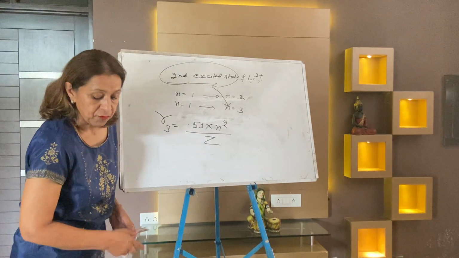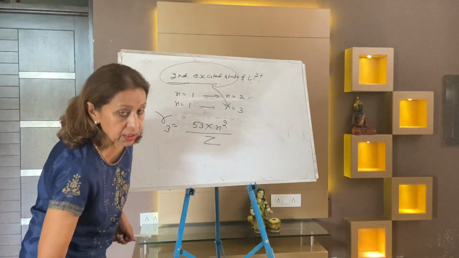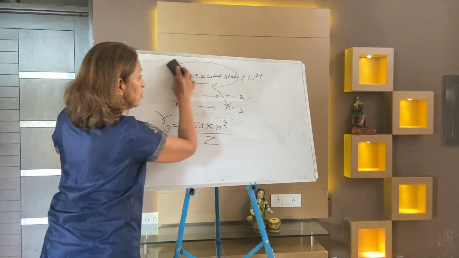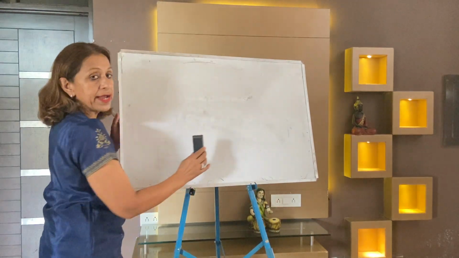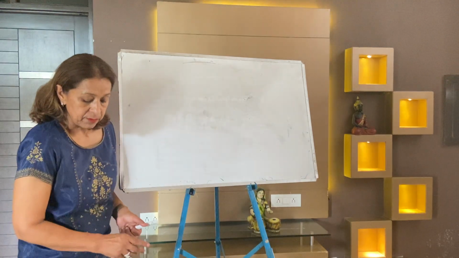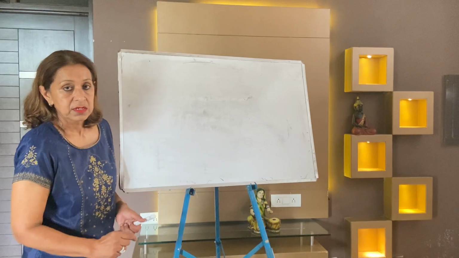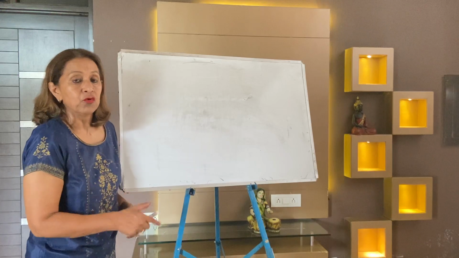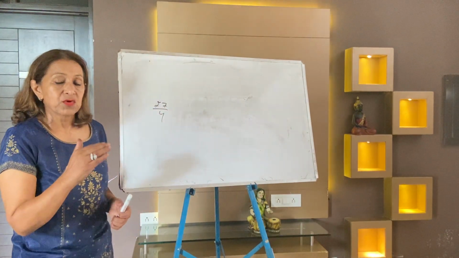Calculate the radius of the second excited state of hydrogen and first excited state of lithium 2 plus. Write down: calculate the radius of the second excited state of hydrogen and first excited state of lithium 2 plus. Right, and the answer is 27/4. Again, listen, it is 27/4.